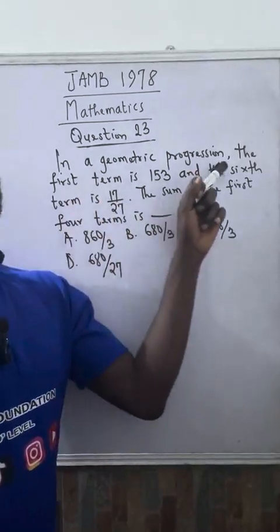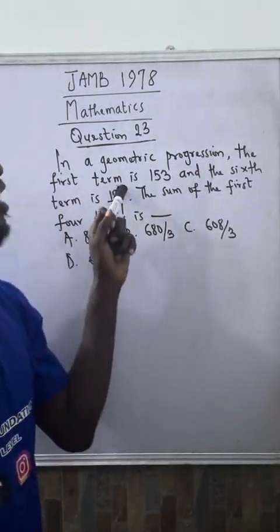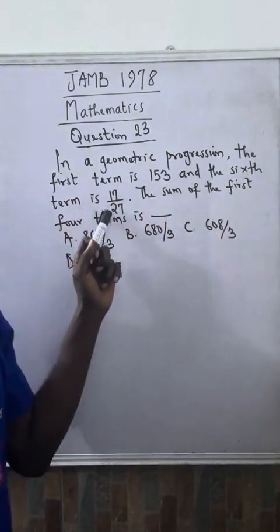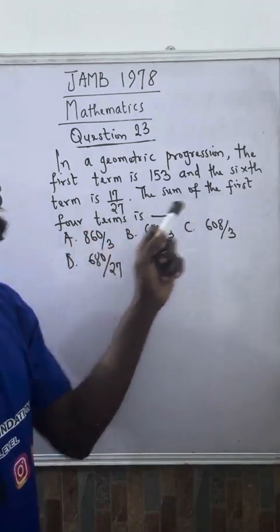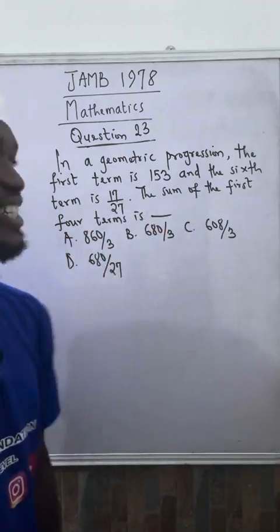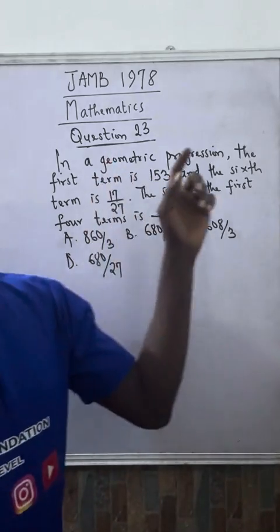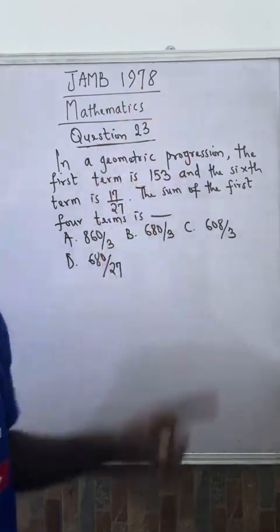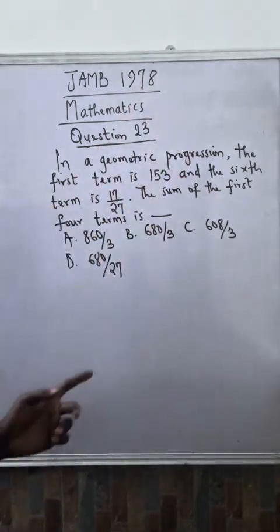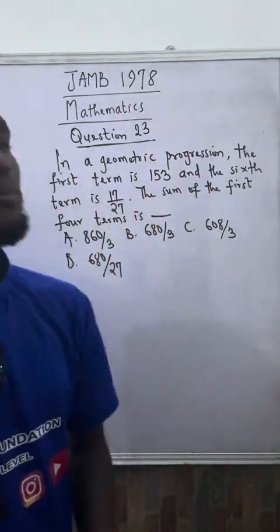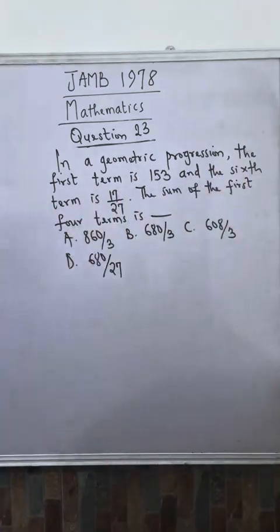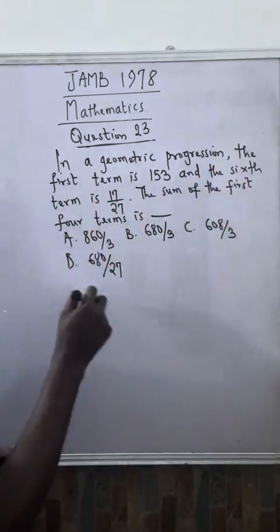In a geometric progression, the first term is 153 and the sixth term is 17 over 27. The sum of the first four terms is dash. So interesting. This is a question on geometric progression, JAMB 1978 Mathematics, question 23. So let's interpret one by one. They said the first term is 153 in a geometric progression.